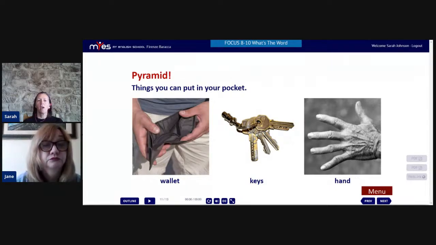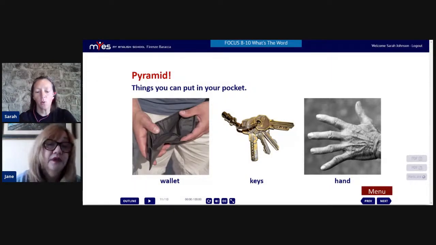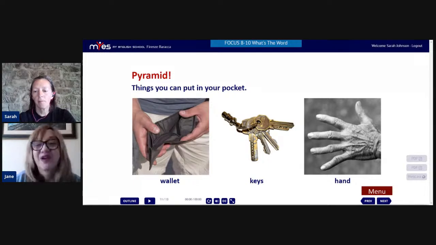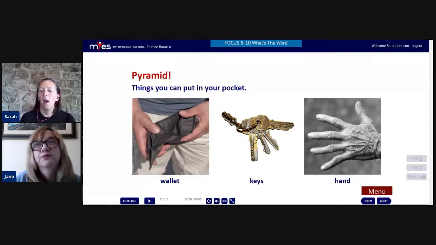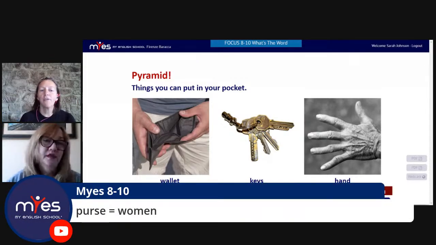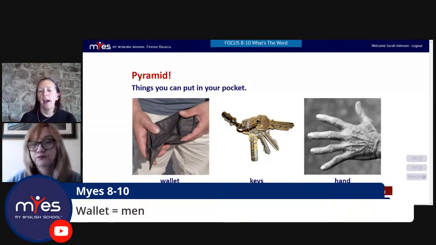Well, this is for the man. Usually, for the man it's a wallet. So we have purse for the women. But you see, we use wallet both for men and for women in the United States. For me, purse is for women, and wallet is for men.